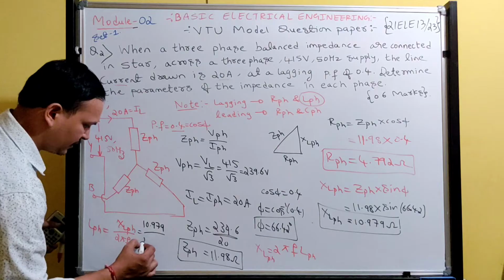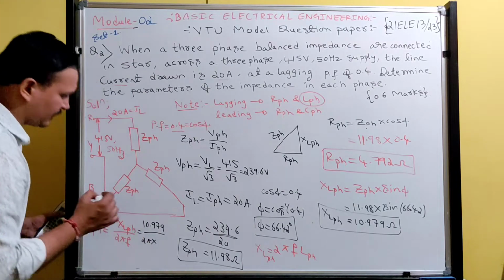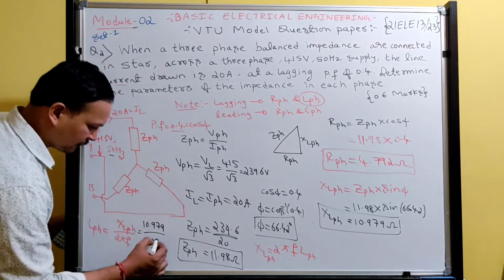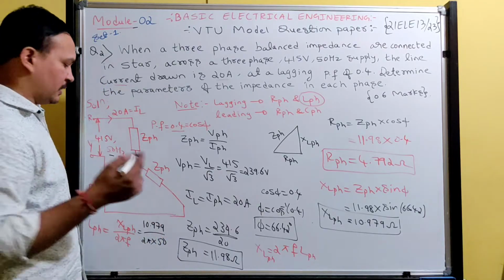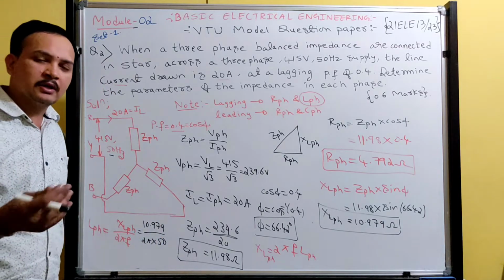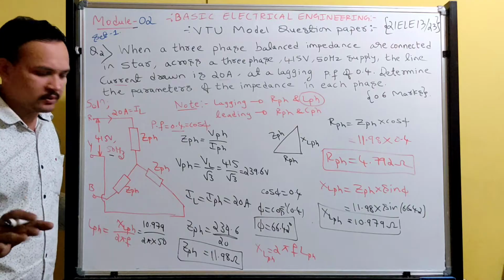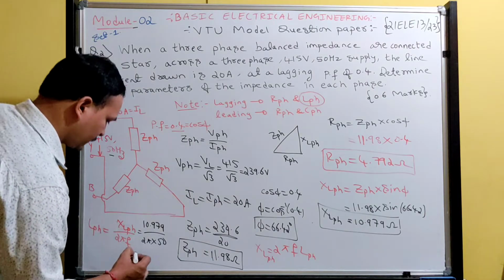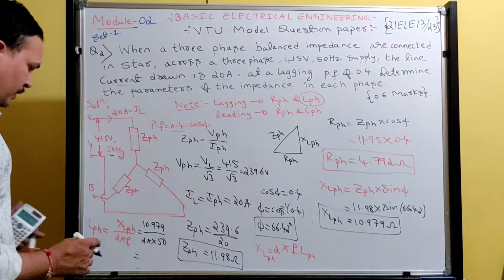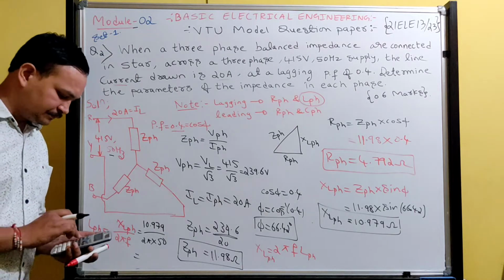10.979 divided by 2 pi into frequency. What is frequency? 50. In the exam, if the frequency data is not given, you can assume Indian frequency. Our country frequency is 50 Hertz. Okay. If not given, even you can assume it. 99% they will give.